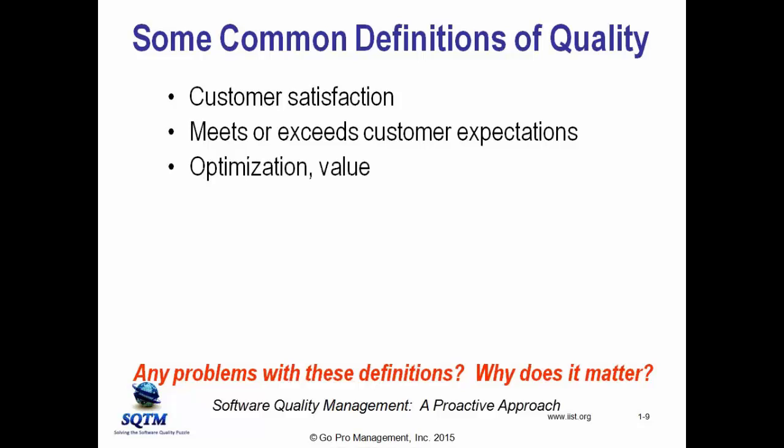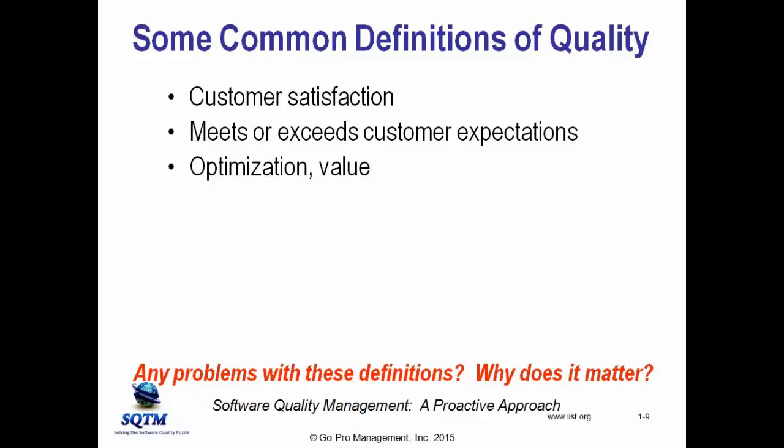Some people use optimization or value, and those are not exactly the same, but optimization is optimization. It's not quality. It's related to quality, but it's not quality. It relates to how much it costs you or how efficient things are. But that's not the same. That may be an element of quality, but it's not the same as quality. Value is not quality.